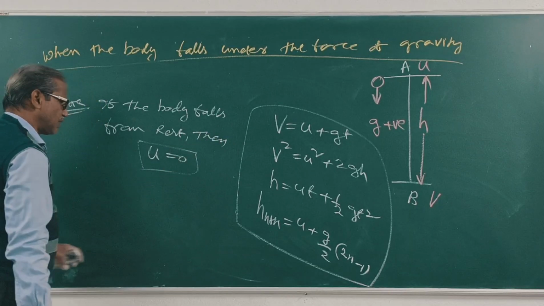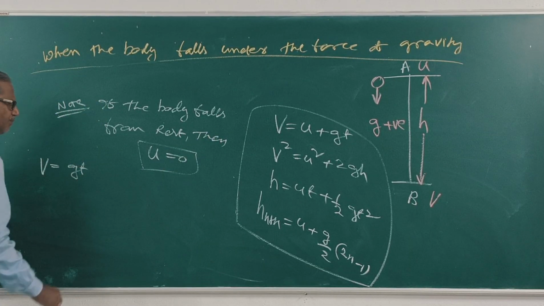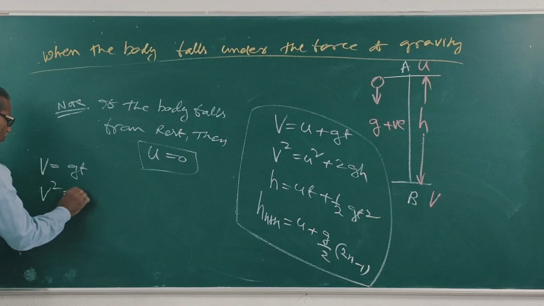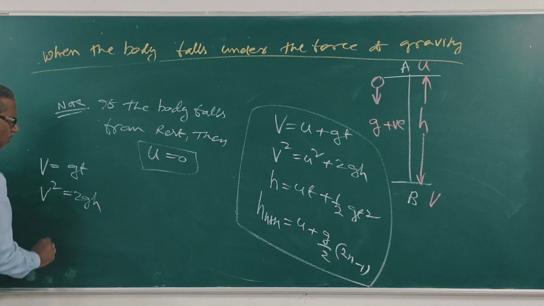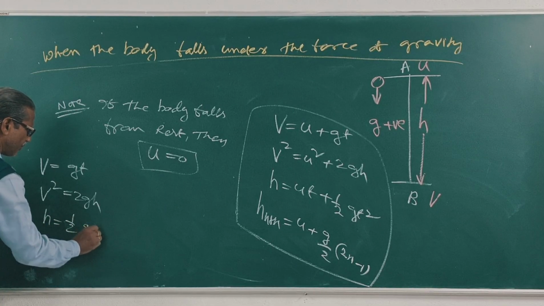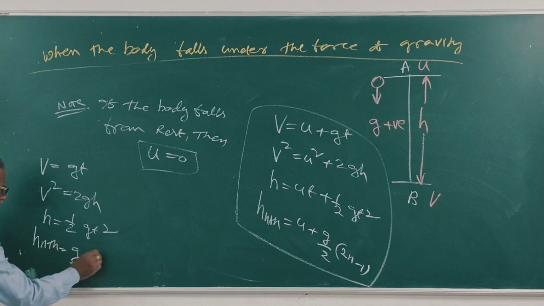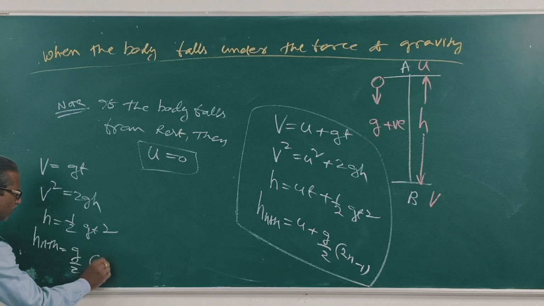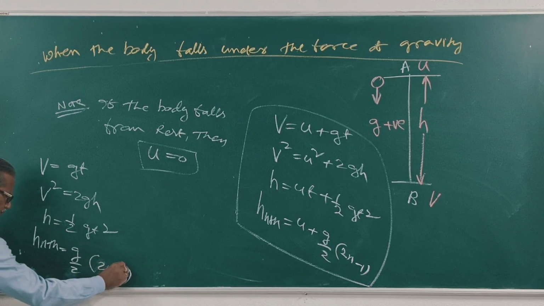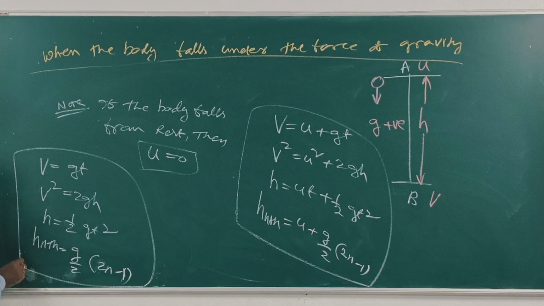So in this equation, what is v equal to? gt. What is v square equal to? 2gh. What is h equal to? Half gt square. And what is h nth equal to? g by 2 into 2n minus 1. Clear? This is when the body falls from rest.